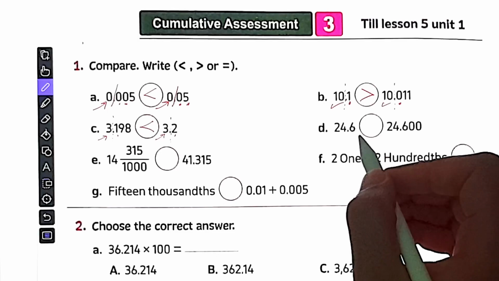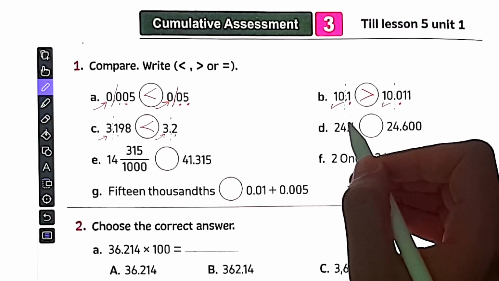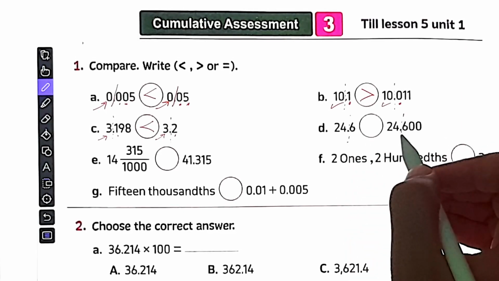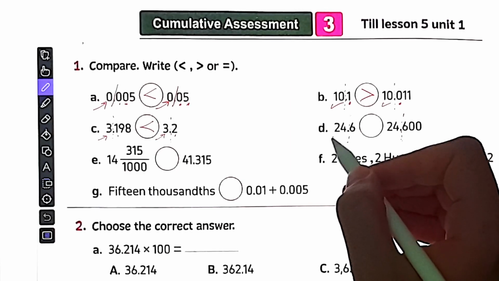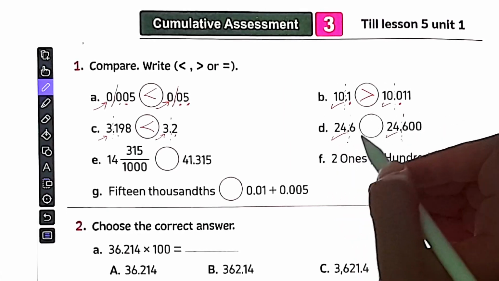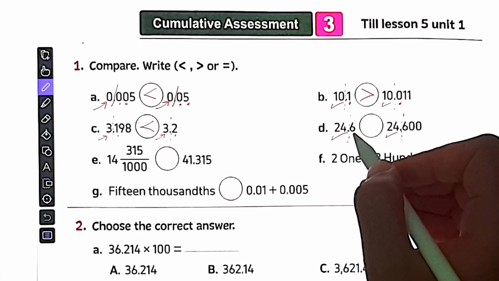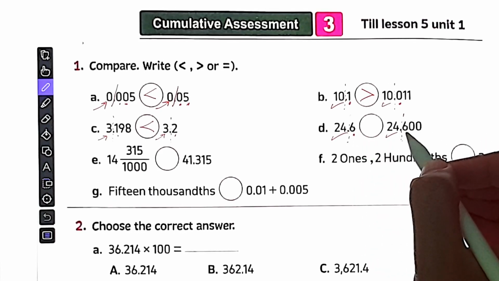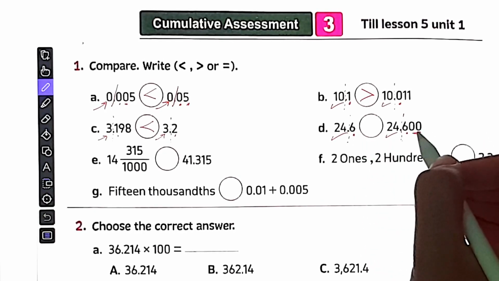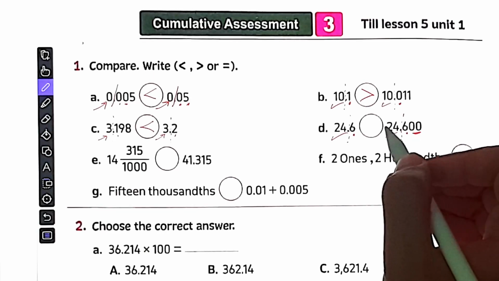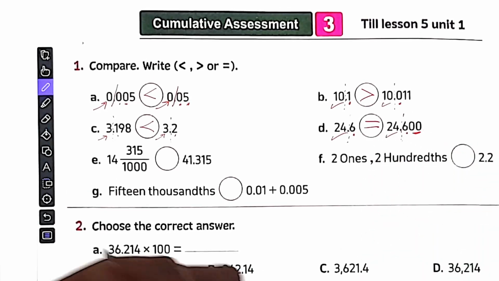Let's move to D. 24 in the whole, so the wholes are equal. Let's move to the decimal. The decimal here is 6 and the decimal here is 6. We know that these zeros are meaningless, so they are equal.